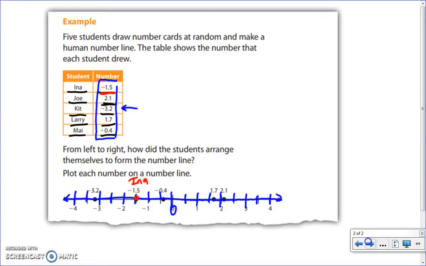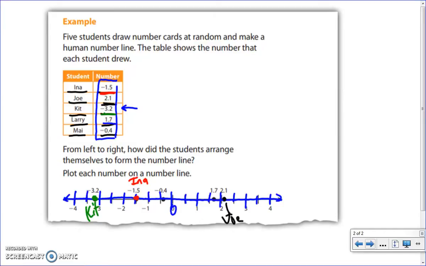He's at 2.1. That's in the positive direction. So he's just a little bit past 2 and definitely less than a half. And that is Joe. Okay, and then we have Kit, who is -3.2. So he is 3.2 away from 0 in the negative direction. That is Kit.